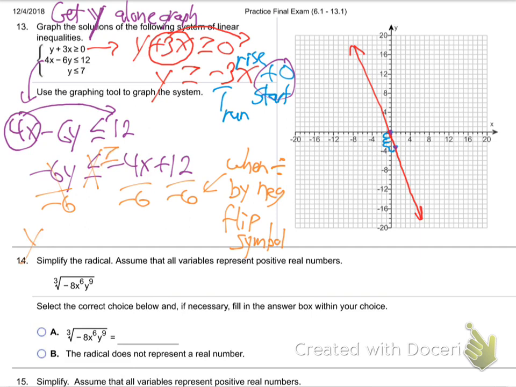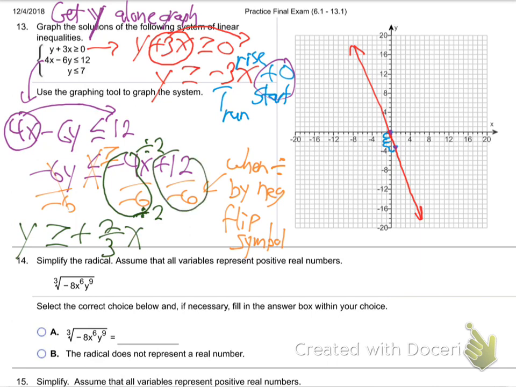So y is now greater than or equal to. Now right here, these are two negatives, so they're going to be positive. Reduce, divide top and bottom by 2. That'll be 2/3 x, and then positive over negative is minus 2. Okay, so let's graph that one.